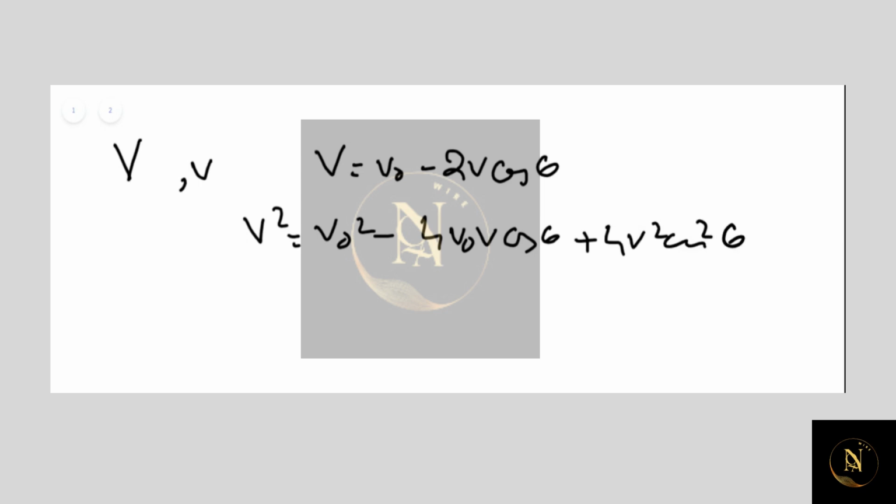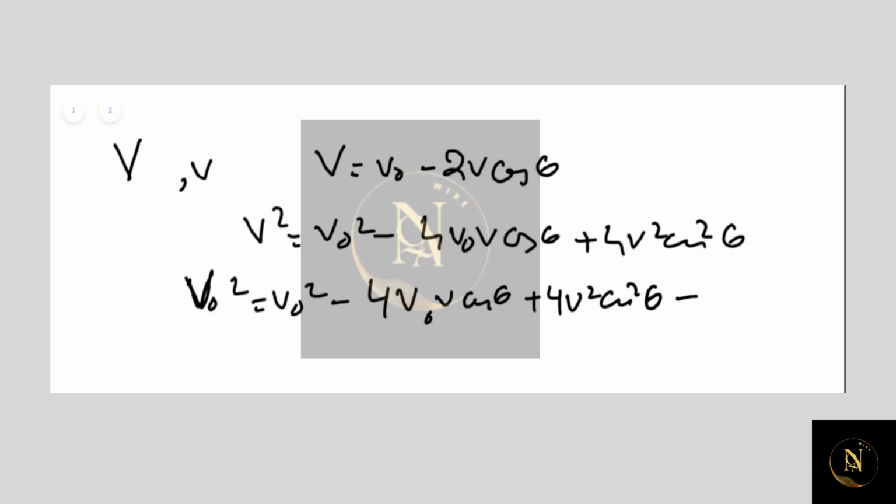Then the energy equation becomes v0 square is equal to v0 square minus 4 v0 v cos theta plus 4 v square cos square theta plus 2 v square. This is small v0 here, it's not capital. Therefore we can write small v to be 2 v0 cos theta divided by 1 plus 2 cos square theta.